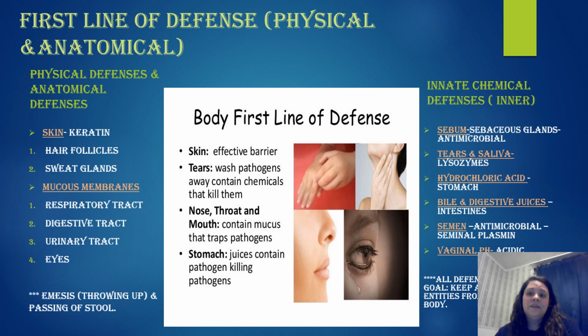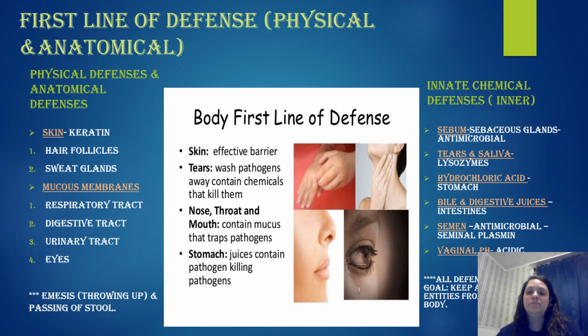The innate chemical defenses are going to include what goes on in the inner workings of the body. That's going to be stuff like sebum, which is created by the sebaceous glands, and they release antimicrobial properties. Again, as I said before, tears, and also your saliva contains lysozymes, and those are going to provide antibacterial things in those defense lines. The stomach is going to produce hydrochloric acid that'll disintegrate basically most pathogens, because a lot of them don't like a lot of high heat. They prefer a more cool area in order to grow.